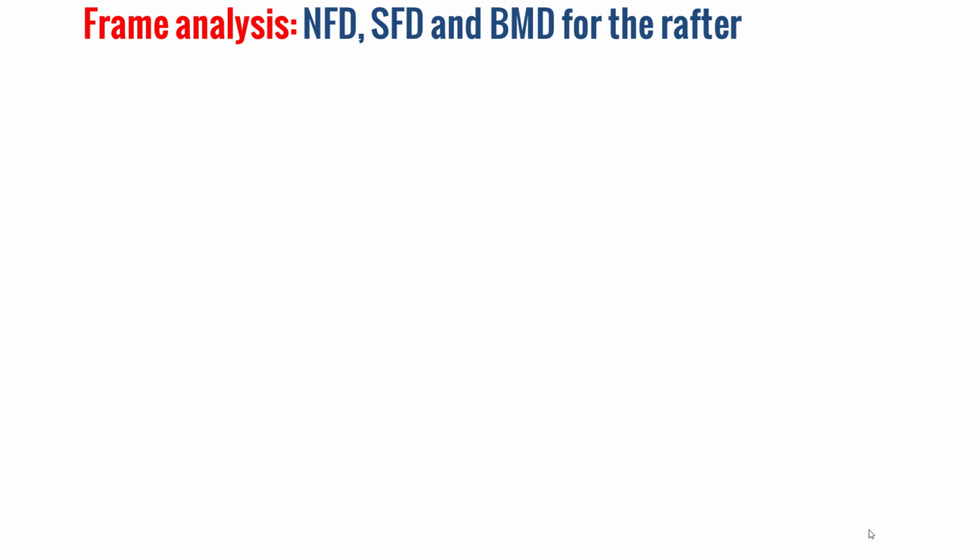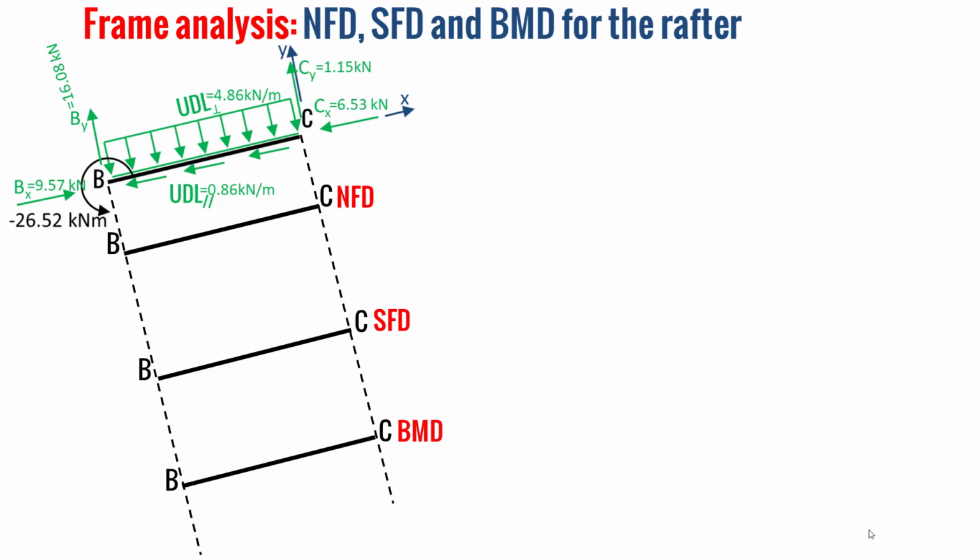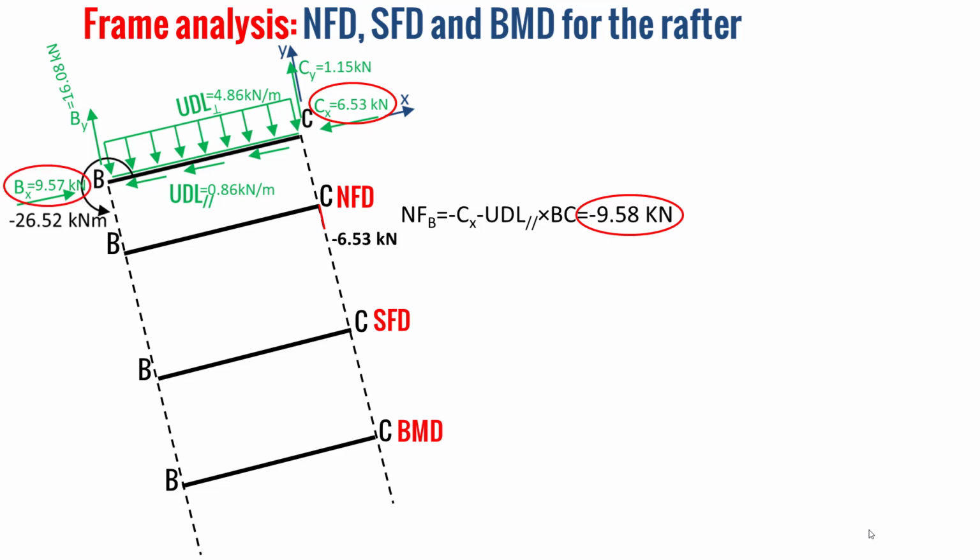Well, now I'll explain how to determine the normal force, the shear force, and the bending moment diagrams for the rafter. So we have our model that we constructed, and first we will determine the normal force diagram on the rafter. So we have here at the point C 6.53 kilonewton in the opposite direction of x, so we have minus 6.53 kilonewton, and we can predict the normal force at B as 9.58 kilonewton. Here we have 9.57 kilonewton. This is normal due to the rounding errors. So finally we can draw the normal force diagram.